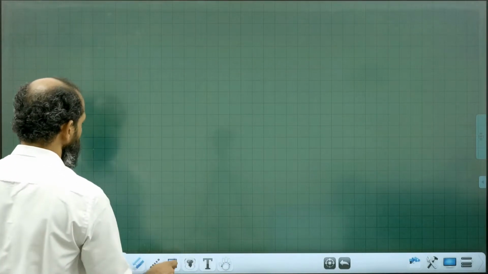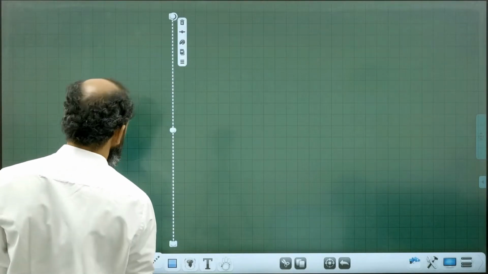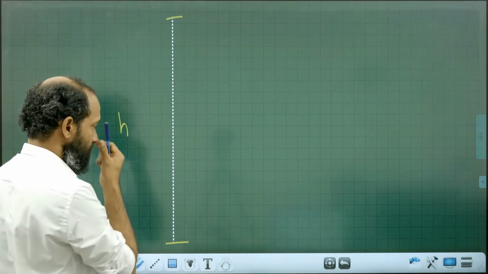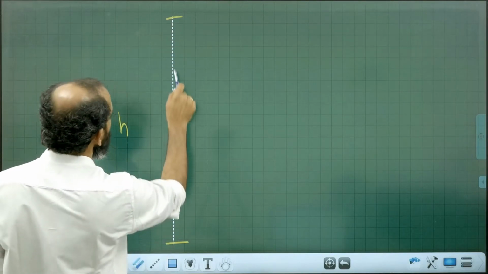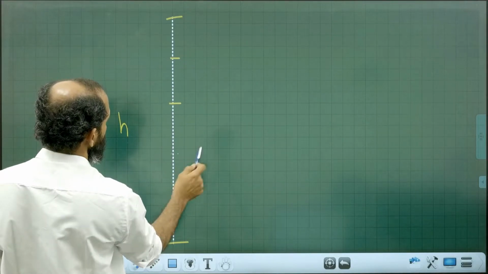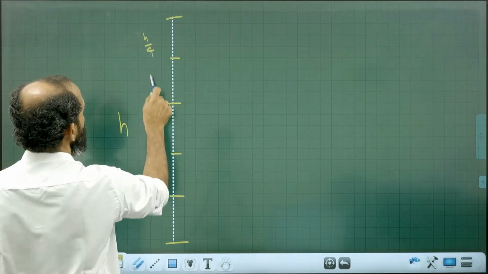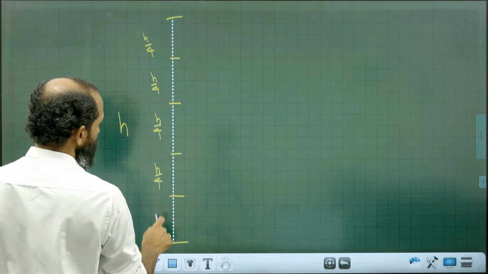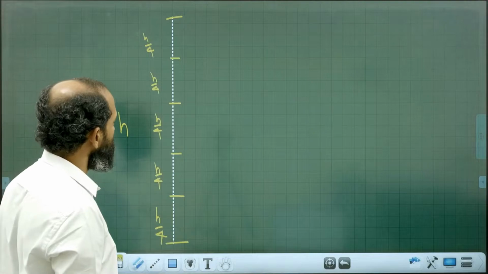Similarly, if you have the total distance h, last year in 2022 mains a similar question was asked. Total height is h. You divide the total height into equal compartments like this. This one is h by 4, this one is h by 4, this one is h by 4, h by 4, h by 4.